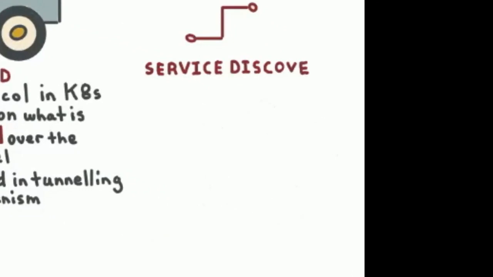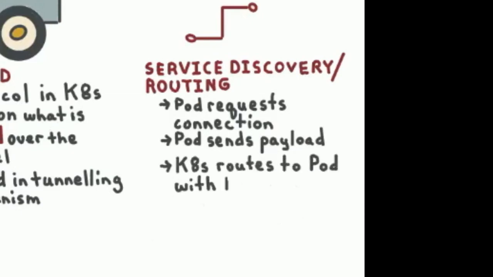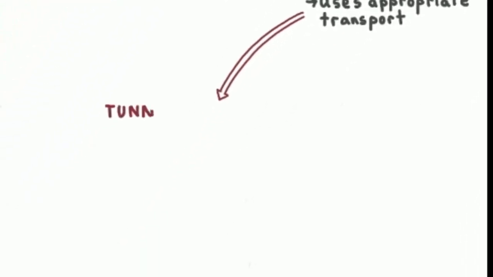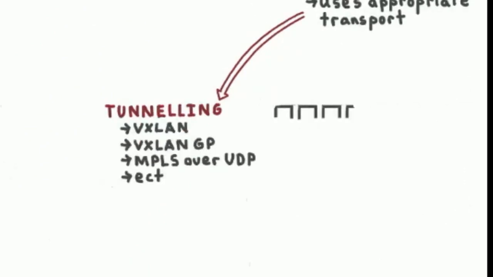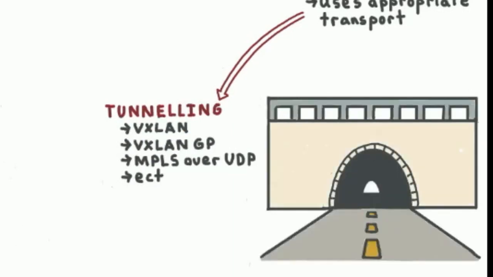So, network service discovery and routing. A pod requests a connection to a network service, and it sends a payload, either IP or Ethernet or MPLS or whatever, over that connection. And that connection should be routed by Kubernetes to whoever's providing the network service, possibly using load balancing under the covers. Now, please note, when I say it gets it there over a connection, this is whatever mechanism is used to transport that Ethernet frame or IP packet. This is never going to be riding on top of TCP. It's going to be something like VXLAN, VXLAN GP, MPLS over UDP, etc.